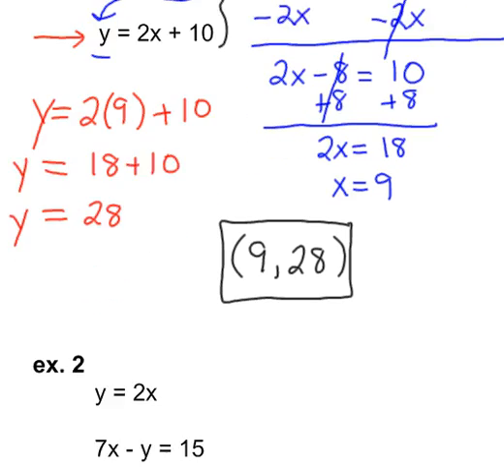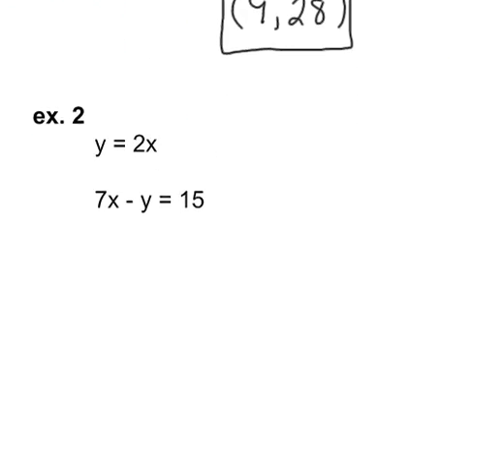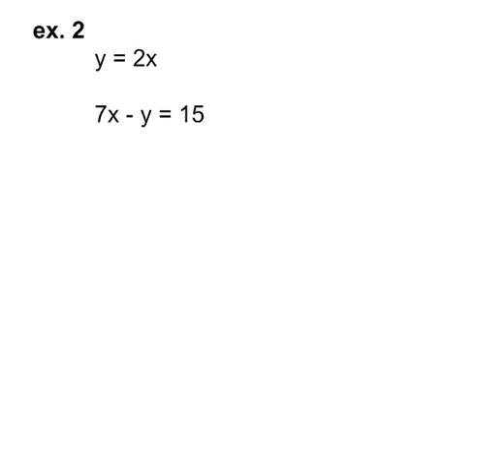For our next example, we're going to see what happens when we don't have both variables by themselves. So in this case, I see that I do have a y by itself in the top equation, but in the bottom equation, y is not by itself. But this process of substitution still works. I'm going to look for the y that's by itself and substitute that value into the y that is not by itself.